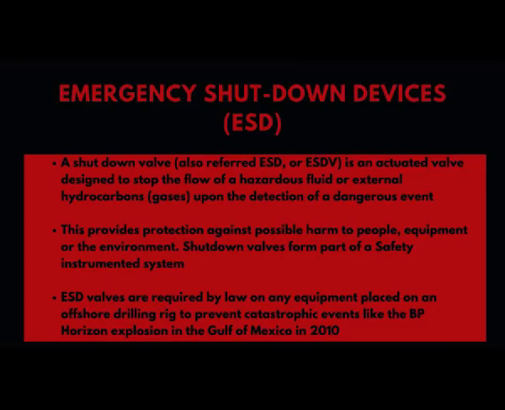Shutdown valves form part of a safety instrumented system. Emergency shutdown valves are required by law on any equipment placed on an offshore drilling rig to prevent catastrophic events like the one that happened in the Gulf of Mexico in 2010. When we talk about safety, it is not limited to upstream, midstream, or downstream. Even in a refinery, the process temperature goes up to 700 degrees and beyond in a fluid catalytic cracking unit, and the pressure goes beyond 100 atmospheres in a hydrocracking unit, and definitely emergency shutdown systems are mandatory in a refinery.